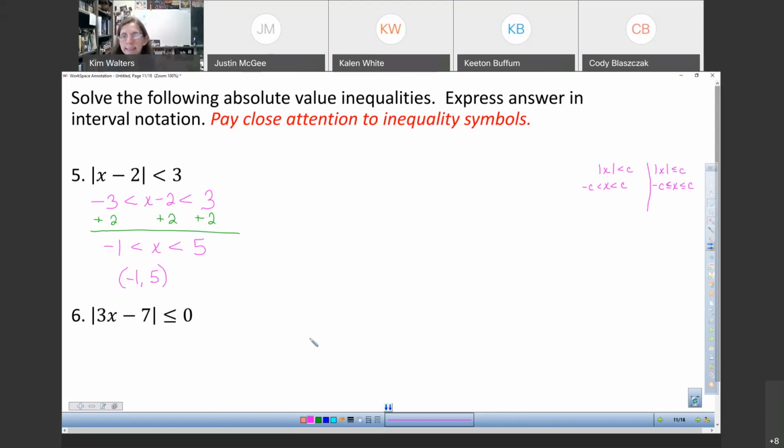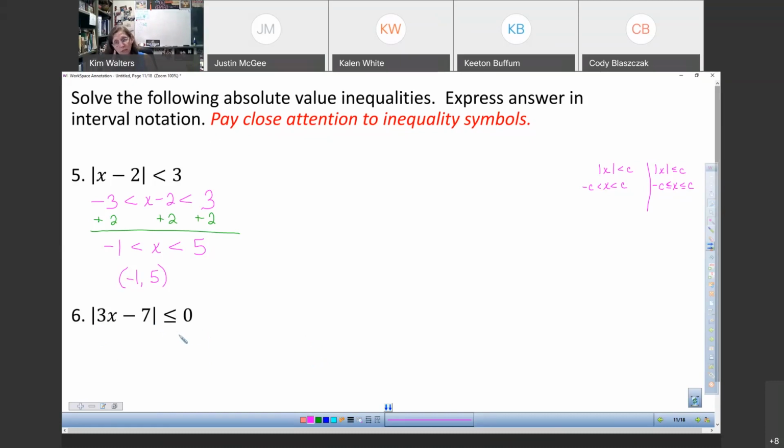All right, number 6. Notice it says pay close attention to the inequality symbols. Number 6 says the absolute value of 3x minus 7 is less than or equal to 0. Can the absolute value be less than 0? Somebody needs to answer me. Can absolute value be less than 0? No, it can't. Does that mean that this inequality has no solution? The answer is no, it does not mean that.